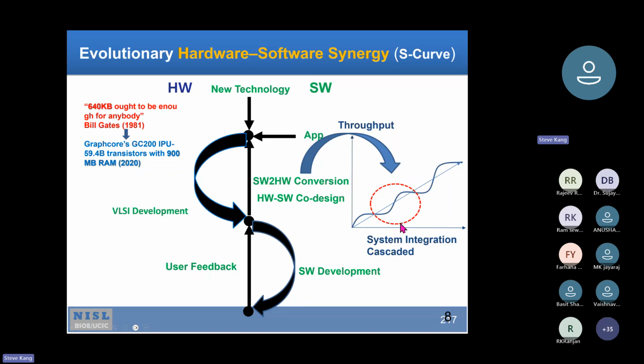Now, this is my chart. I think there is synergy between hardware and software. I call it the S-curve. Along the vertical line here, the left side is hardware, the right side is software. They handshake.